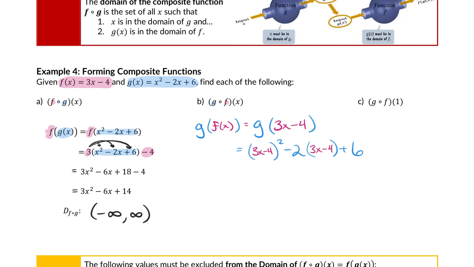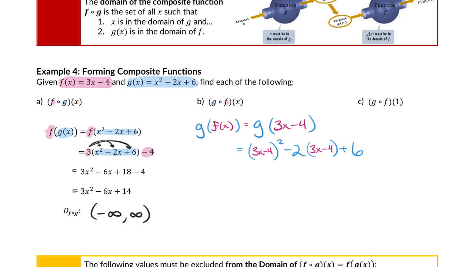Do we see what happened? You're putting functions in your functions. So this one's just flipped from the other way. It's the opposite order. So instead of putting g into f, we're putting f into g. And how would you know which one to do? The order it's listed. So this one says f of g, g on the inside. G of f, f on the inside.